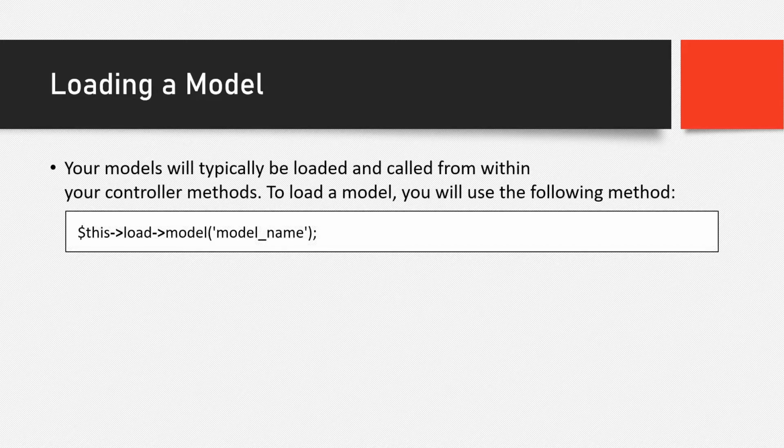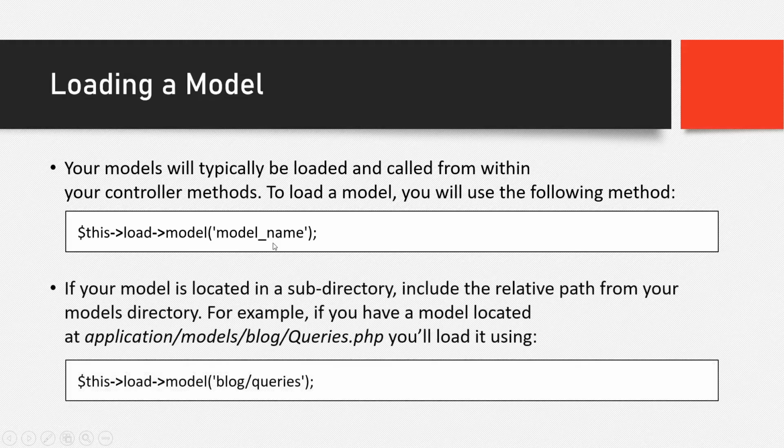Loading a model. Your models will typically be loaded and called from within your controller methods. To load a model, you will use the following method: this load model, then yung model name. If your model is located in a subdirectory, include the relative path from your models directory. For example, if you have a model located at application/model/blog/ yung file, which is queries.php, you load it using this one. This load model, then yung directory / yung model name mo. Okay?